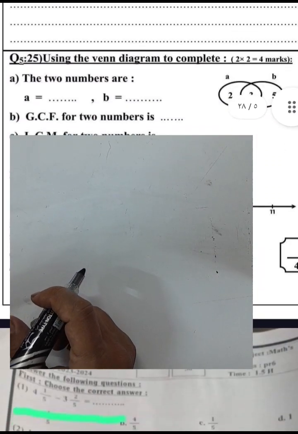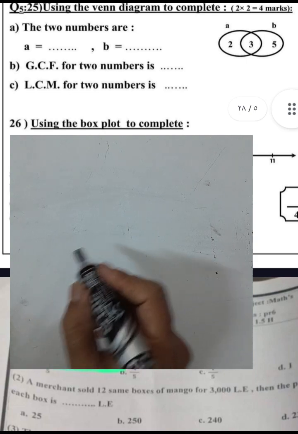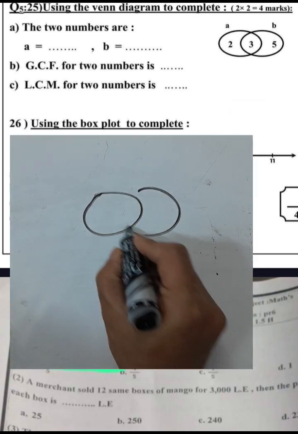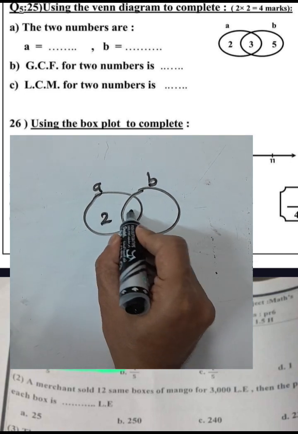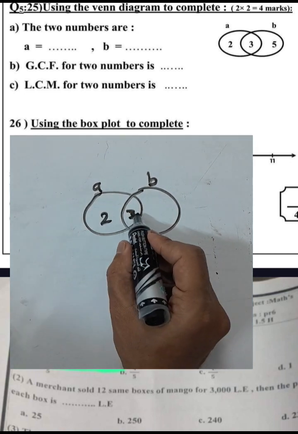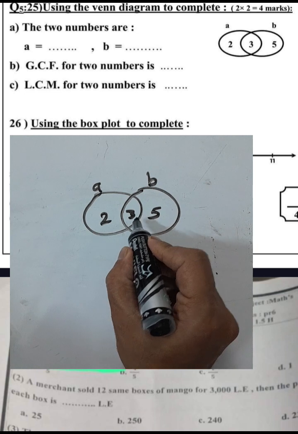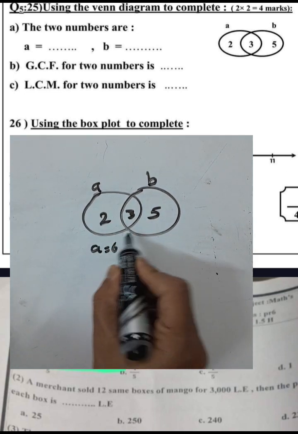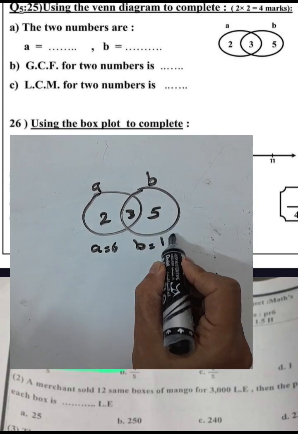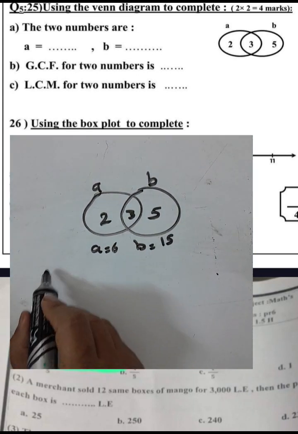Next question. We have two circles, A and B. The factors of A are 2 and 3, and the factors of B are 3 and 5. Then A will be what? 2 times 3 equals 6, and B is 3 times 5 equals 15. That was question letter A.